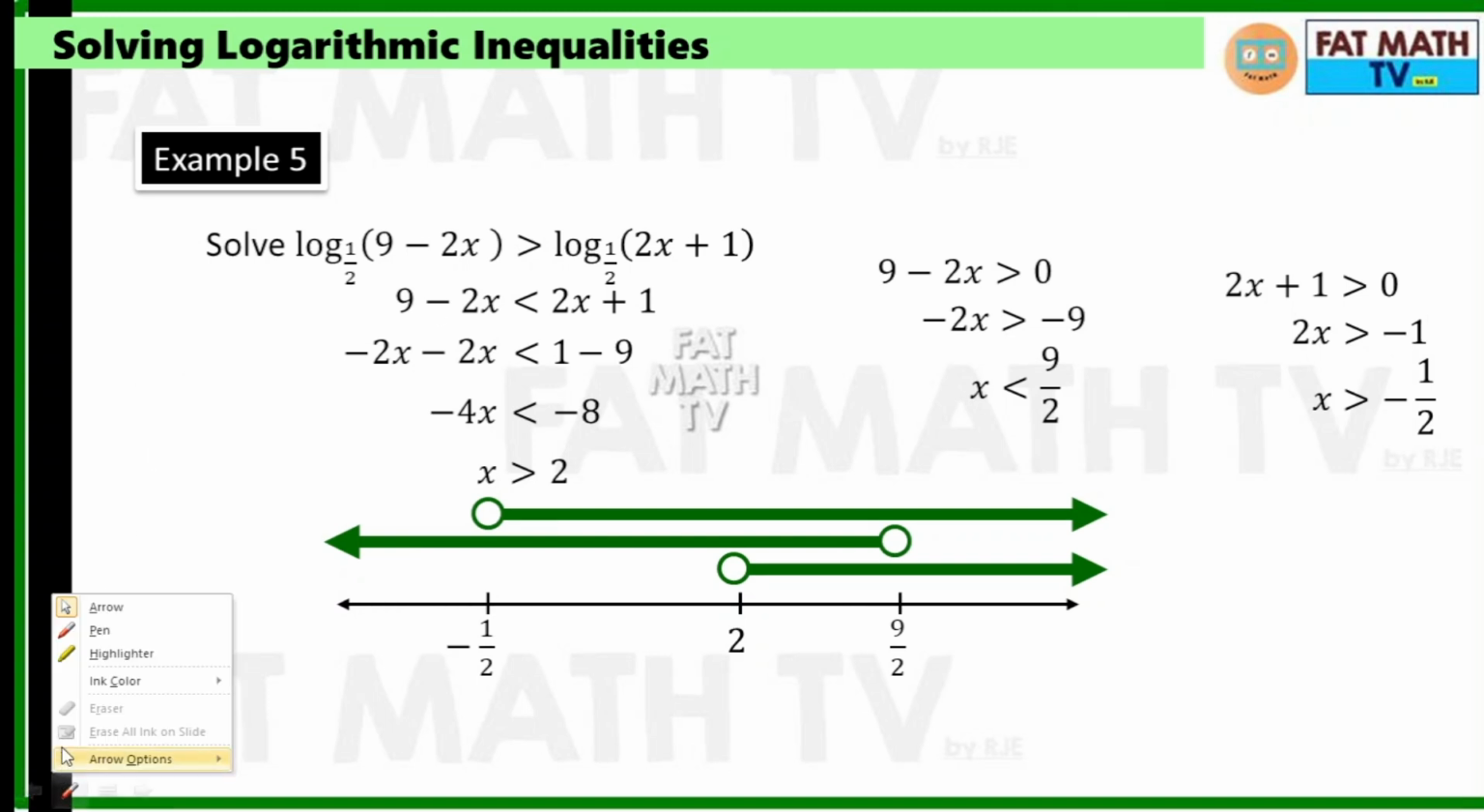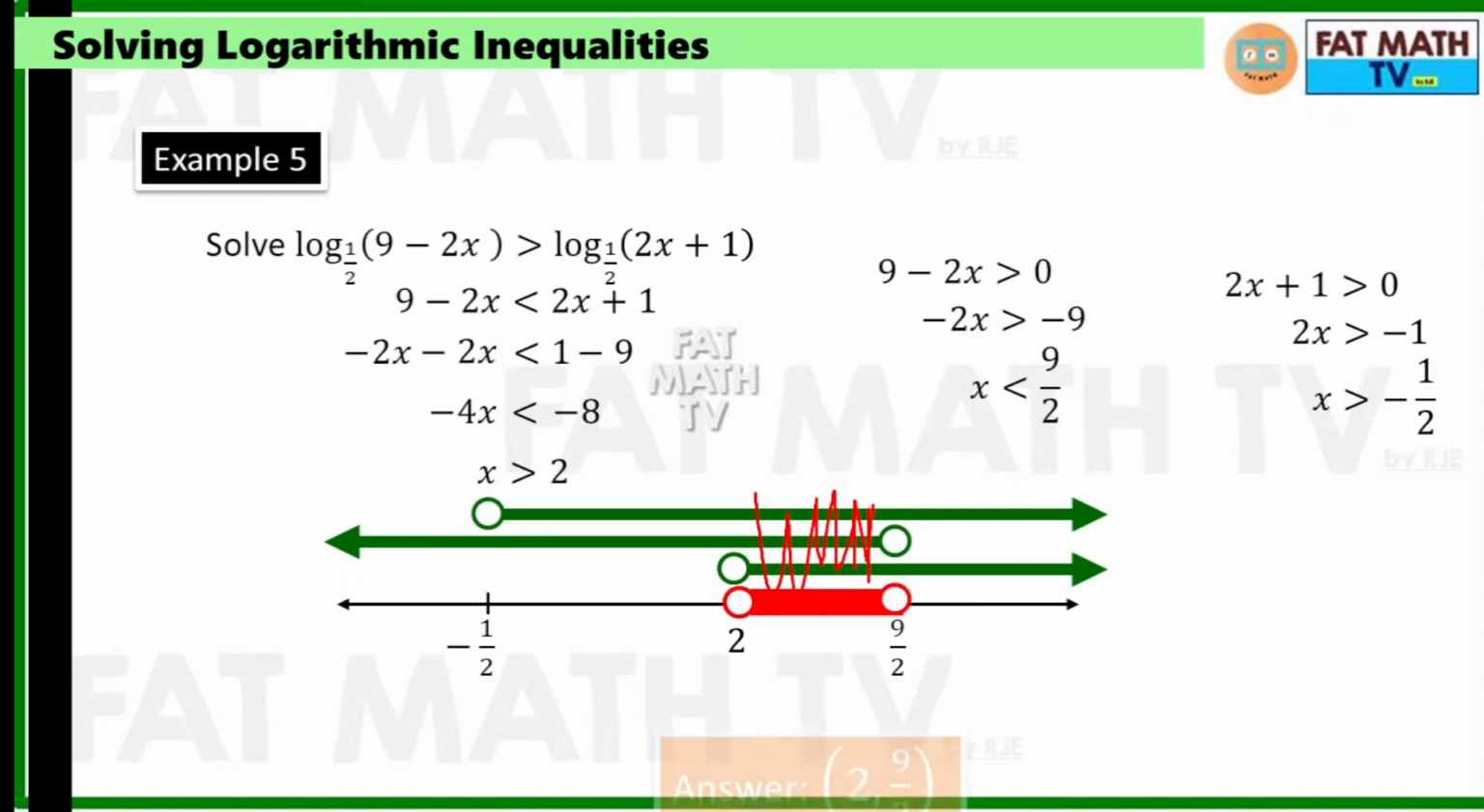And what is common to the three of them? Which interval? This one only here. So numbers greater than 2 but less than 9/2. So the open interval from 2 to 9/2, not including 2, not including 9/2. So we put a parenthesis on 2 and a parenthesis on 9/2.